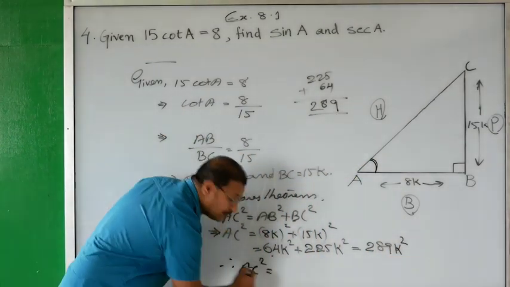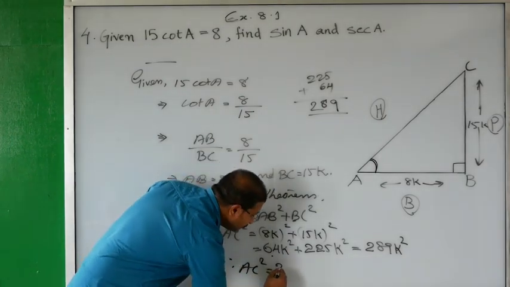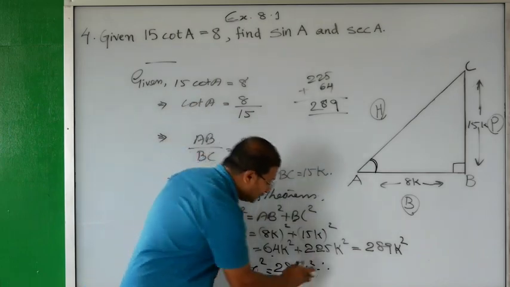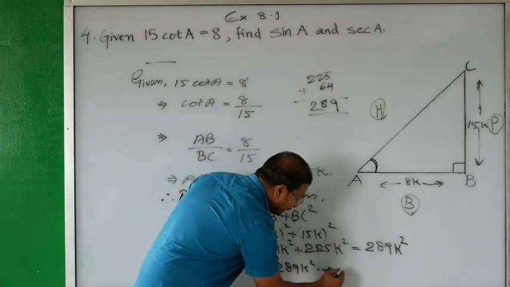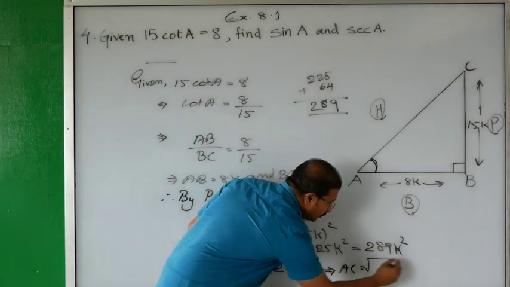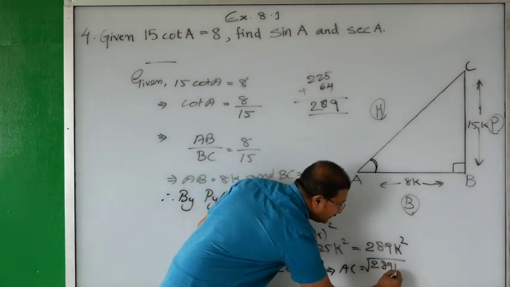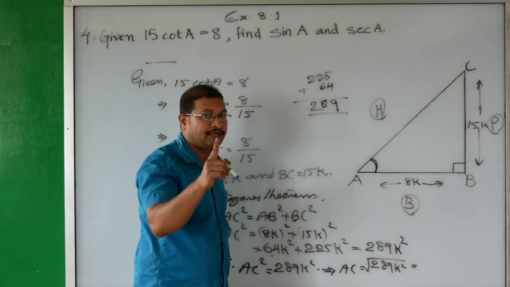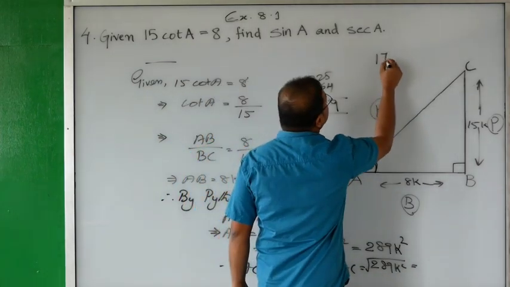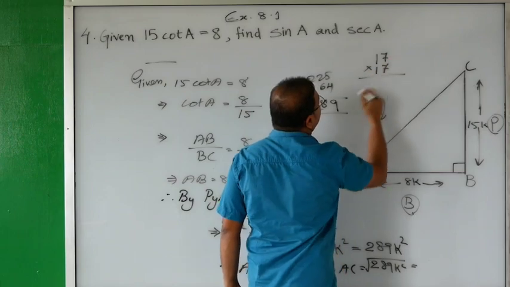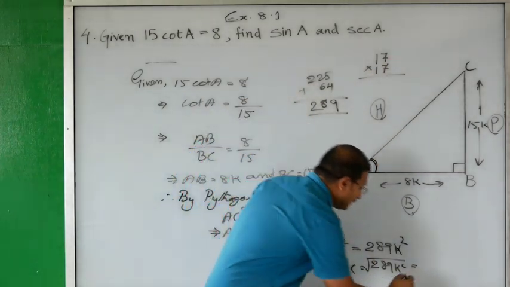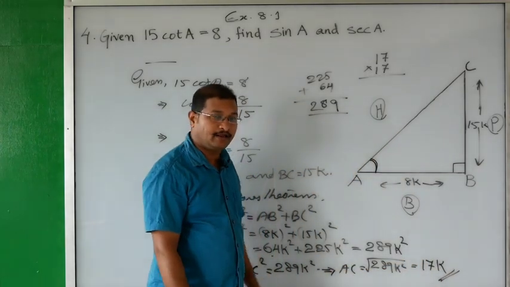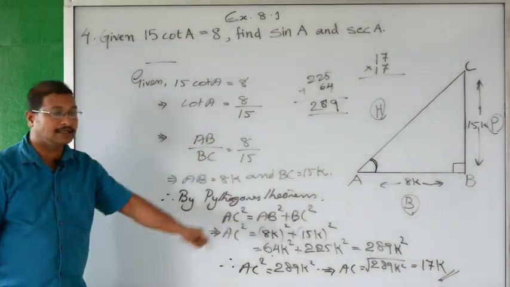Therefore AC square equals 289 K square. If you want AC, this implies AC equals square root of 289 K square. 289 is what? 17 square. Means 17 into 17. If you have doubt, please multiply and check it. That means you will get 17k. So we got AC equals 17k.